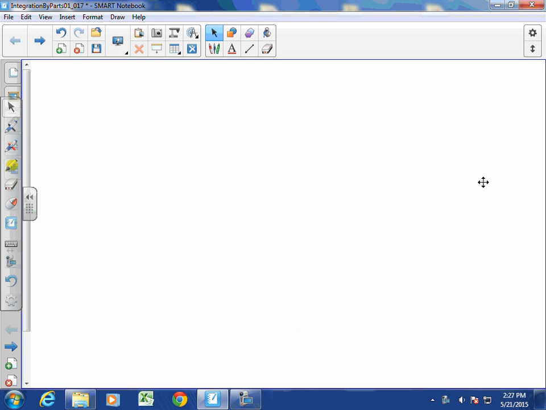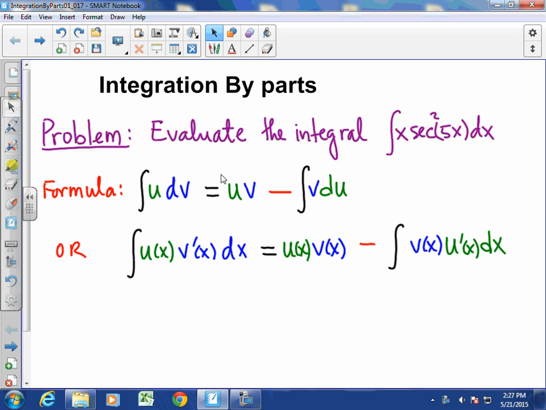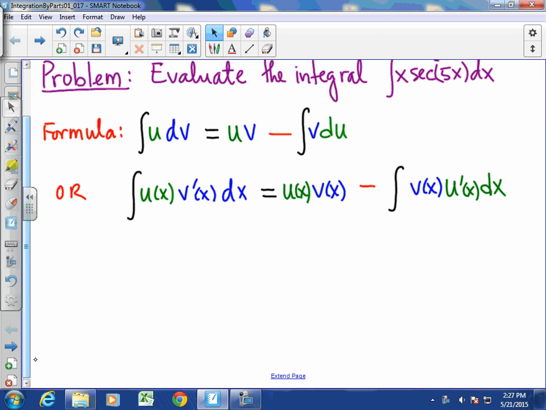In this video, we are going to solve an integration problem by means of integration by parts. Here's a question. Evaluate the integral of x secant square of 5x dx. The integration by parts formula is given here. So let's use that. We have the integral of x secant square 5x dx.